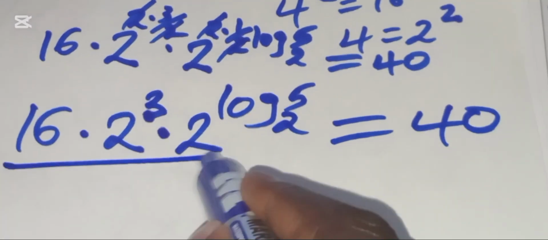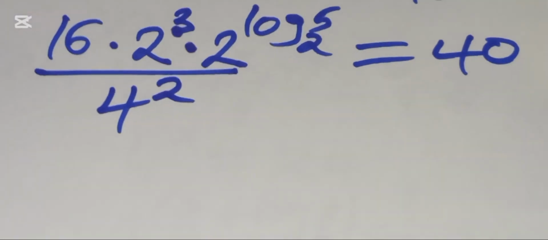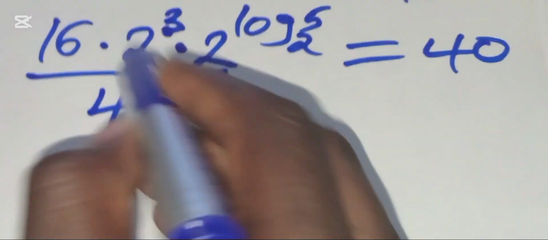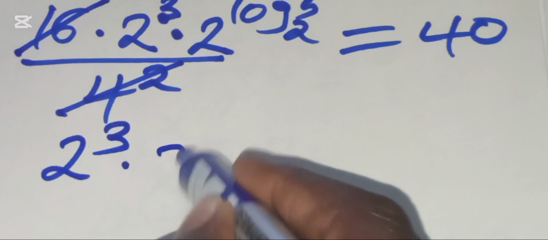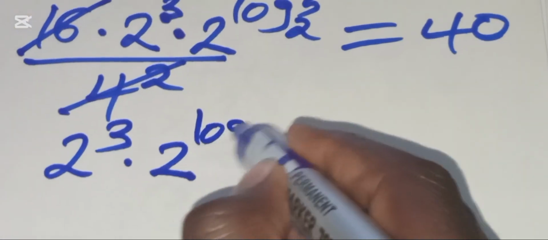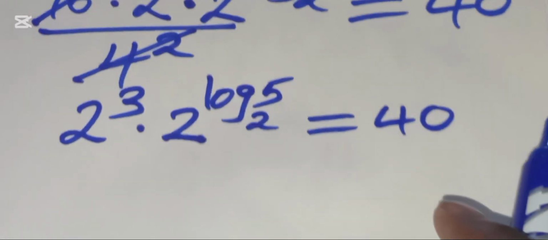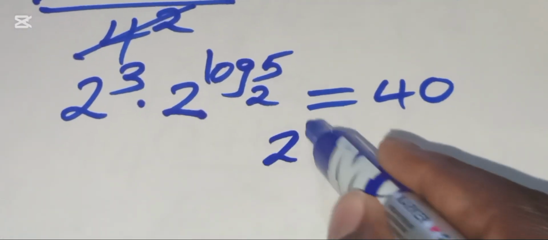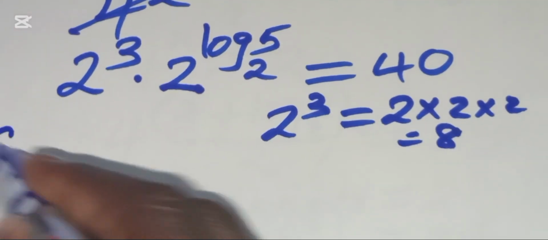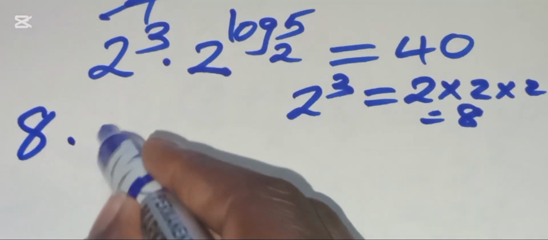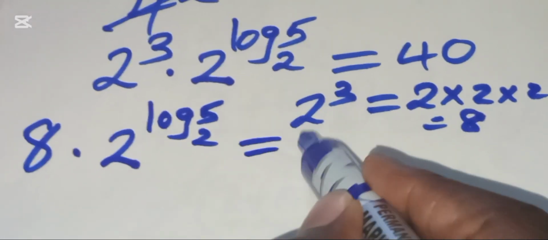And remember, this is divided by 4 to power 2, all right? So from what we have here, 4 to power 2 is 16. So this will simplify so that we'll have 2 to power 3 multiplied by 2 to power log 5 to base 2. This should give us a value of 40. Now 2 to power 3 is equal to 2 times 2 times 2, which is basically equal to 8. So we'll have 8 multiplied by 2 to power log 5 to base 2. This should give us a value of 40.